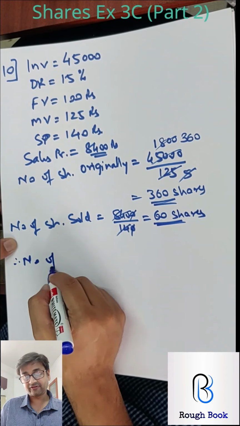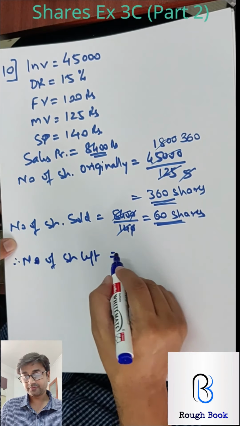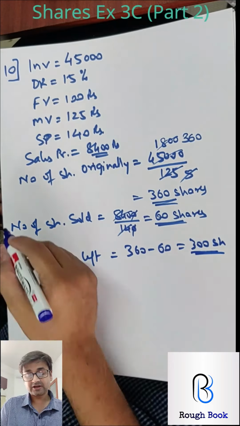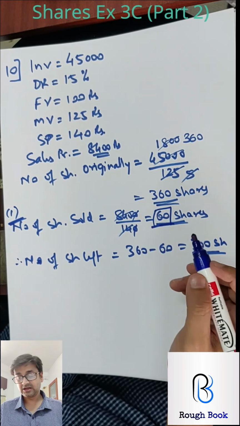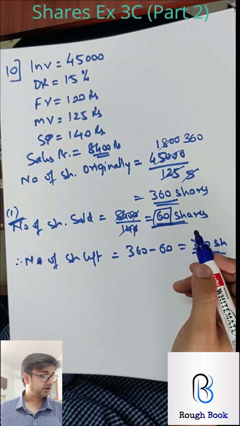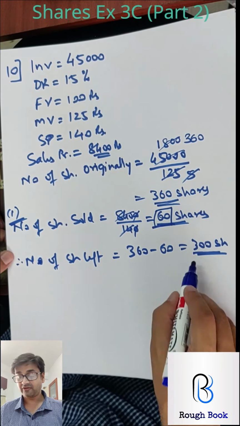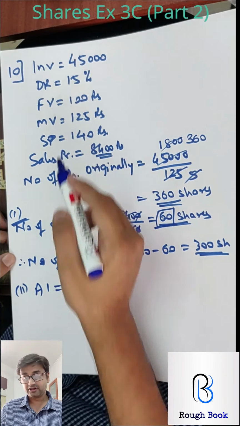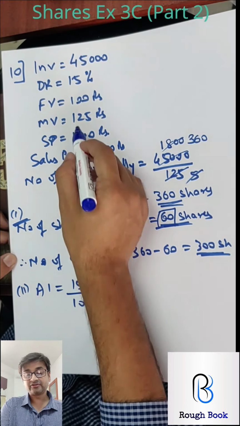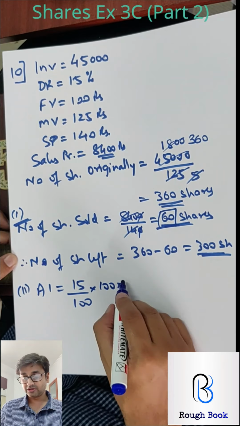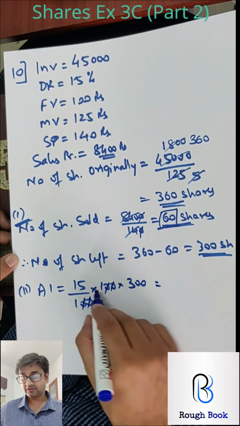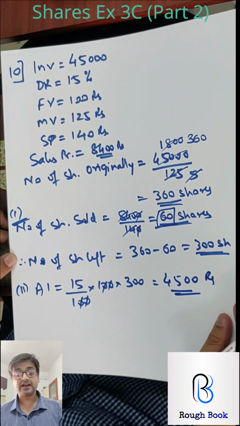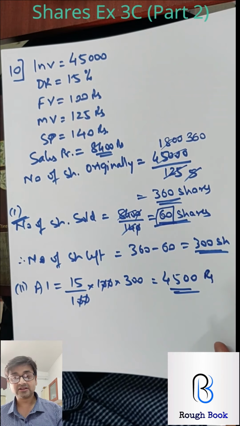So number of shares left. How many shares have been left? So 360 minus 60, 300 shares he still holds. So your first part is number of shares sold, that is 60. We got the first answer. Second answer, the dividend due to him on these remaining shares. That's why we found the shares left. So AI on the remaining shares is going to be the dividend rate 15% into face value 100 into the number of shares, that is 300. So 45 and 2 more zeros. So 4,500 rupees. That becomes the AI on the remaining shares. Did you understand this question?